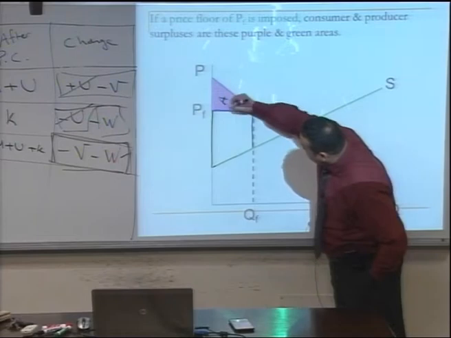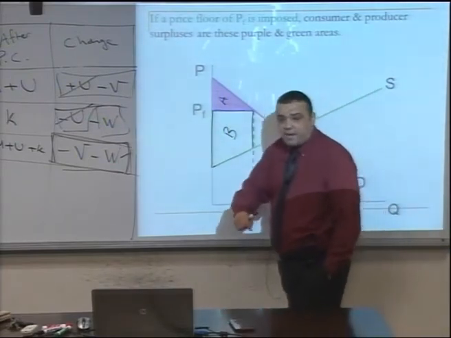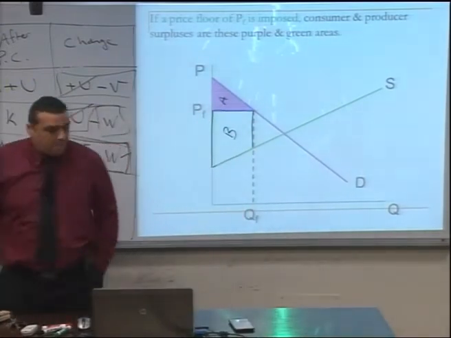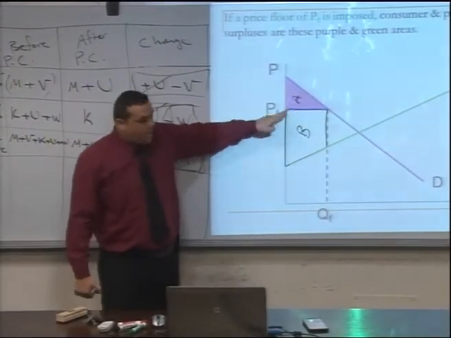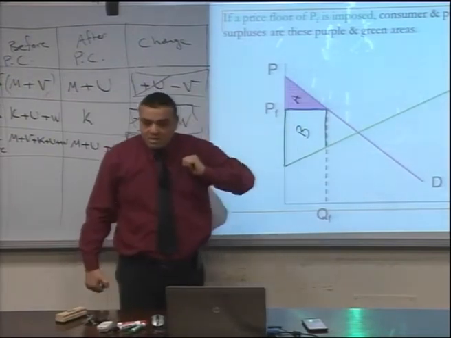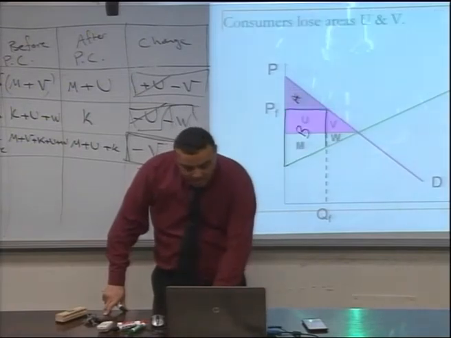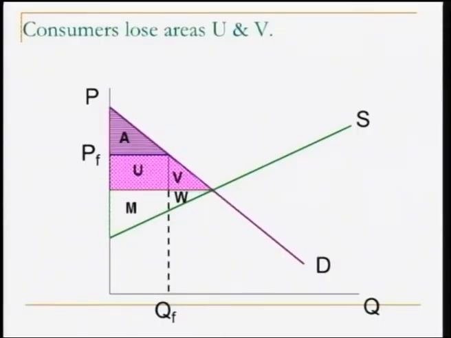Suppose this is A and B. Area A, this triangle, represents the consumer surplus, and the area here, B, represents the producer surplus. Okay? Let's analyze the effects of this policy on the consumer and producer surplus.